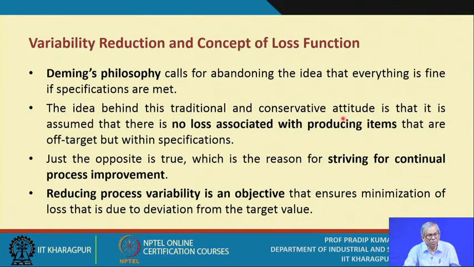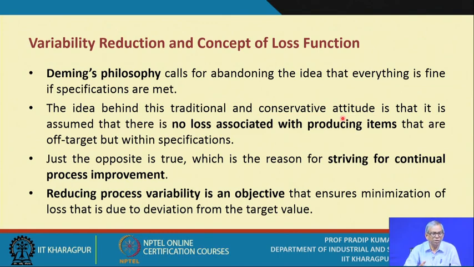So Deming's, now this is the next important principle I am going to highlight, that is the variability reduction and the concept of loss function. And we are aware of Deming's philosophy, and it calls for abandoning the idea that everything is fine if specifications are met. Is it okay? The idea behind this traditional and conservative attitude is that it is assumed that there is no loss associated with producing items that are off target but within specifications.